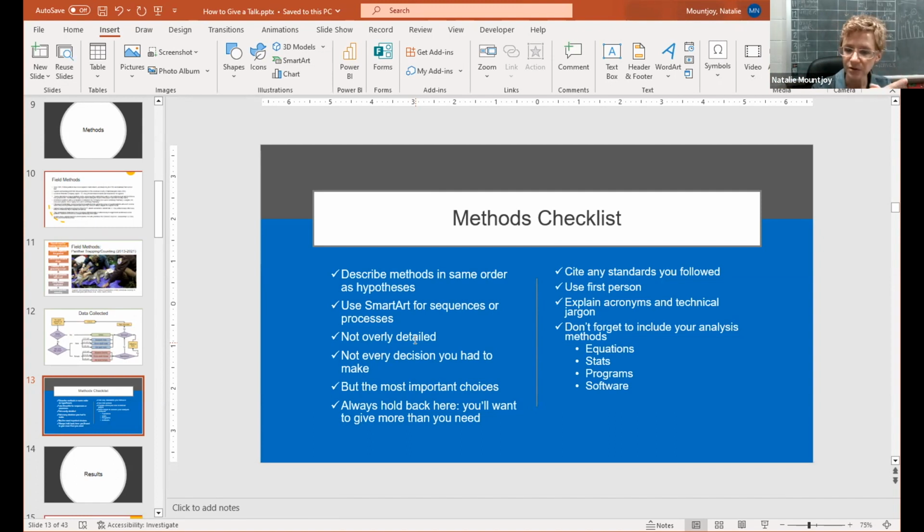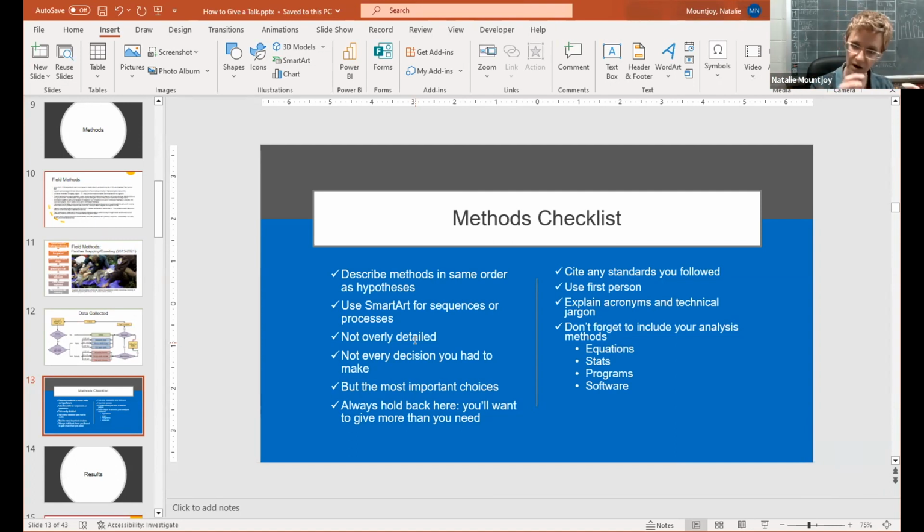Don't forget that you have to include methods for your data analysis, right? So if you used a particular statistical package or a modeling software, make sure that you discuss the statistical tests that you use. If you use an ANOVA, explain that. I used a one-way ANOVA, analysis of variance, with a two-tailed p-test, right? And post hoc hypothesis testing.